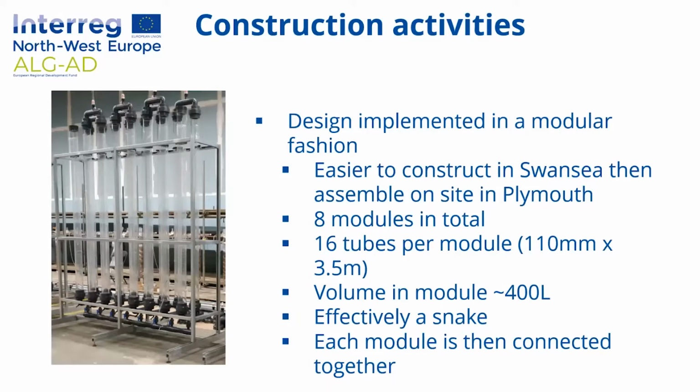We created 8 of the modules that you can see on the screen in total. There's 16 tubes per module. They're 110 millimeters by 3.5 meters tall. And the volume within each module is approximately 400 liters. And as I said, effectively then what you do is you line all these modules up, you connect them with a couple of pipes, and then you essentially create a serpentine type system.